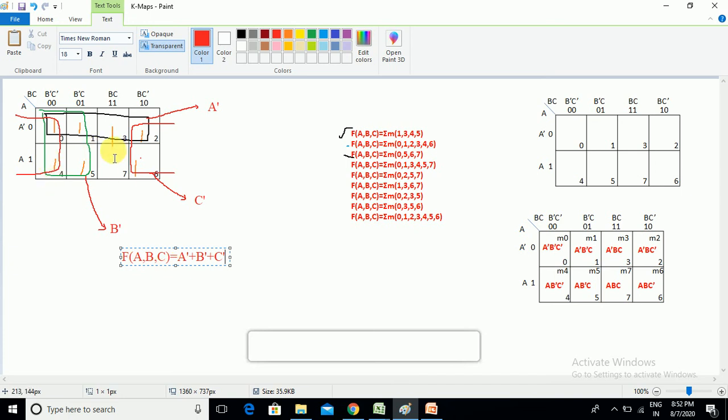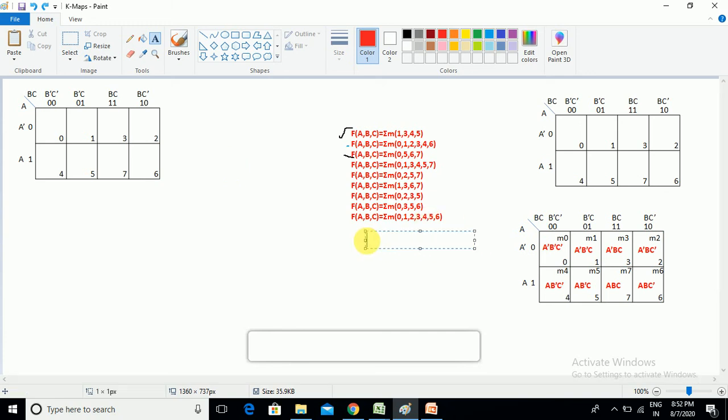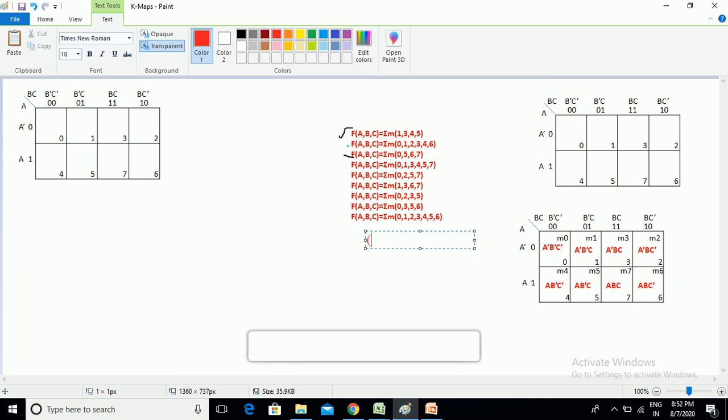This kind of example you must practice more and more. Then let us go to the next example. I think all examples are completed, but I need to explain one another example. In case all cells are selected, then what is the answer? I already explained about that problem, but that question is not here. In case all cells are selected, 0, 1, 2, 3, 4, 5, 6, 7, all are selected, then what could be the answer?